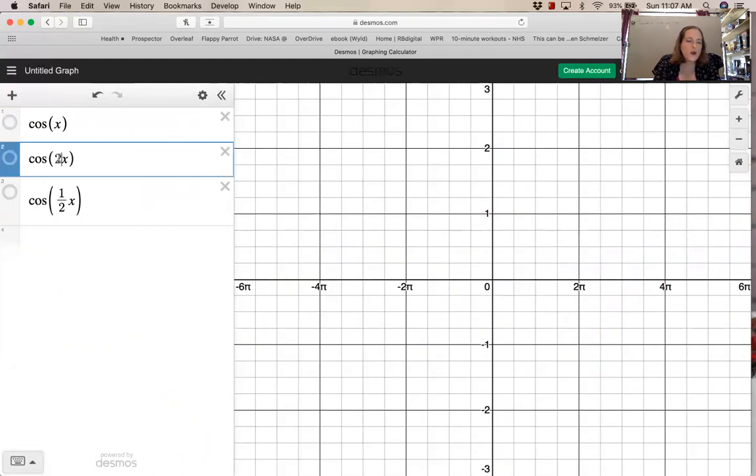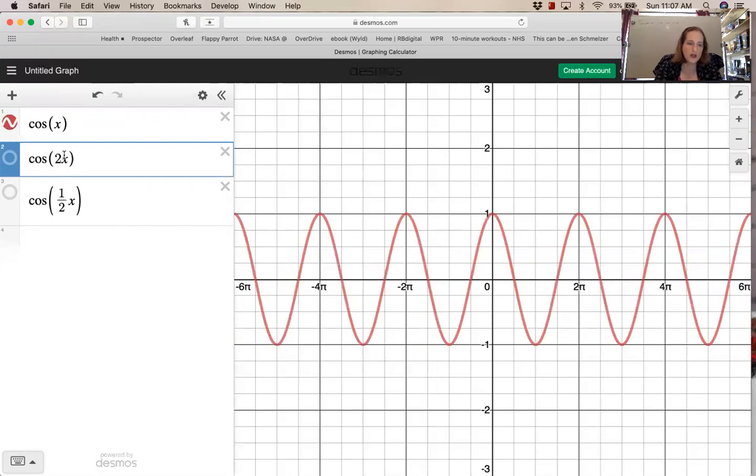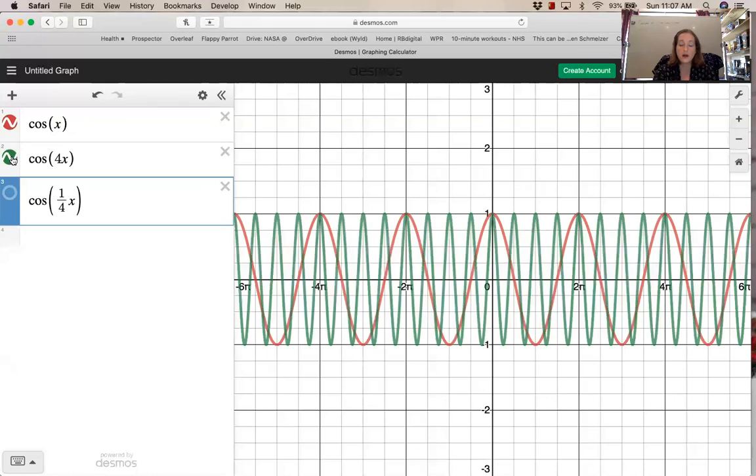All right, so before we looked at cosine of x, cosine of 2x, cosine of 1/2 x. Well, starting again with our original cosine function, let's look at cosine of 4x and cosine of 1/4 x. So before we start, let's make some predictions. Cosine of 4x, is that going to expand our period, representing a horizontal stretch? Or is it going to compress our period, representing a horizontal shrinking? Let's find out. Oh my goodness, that's almost painful to look at.